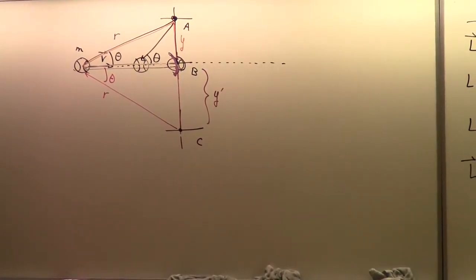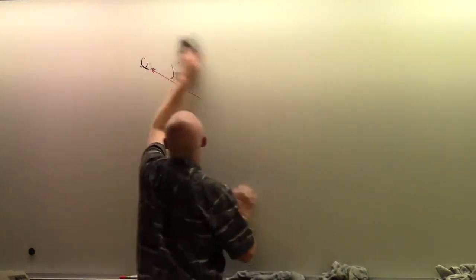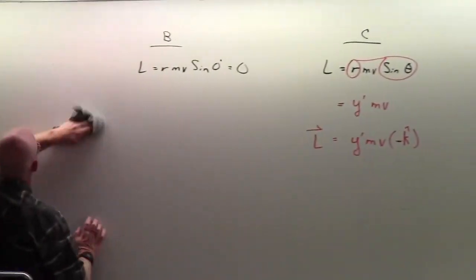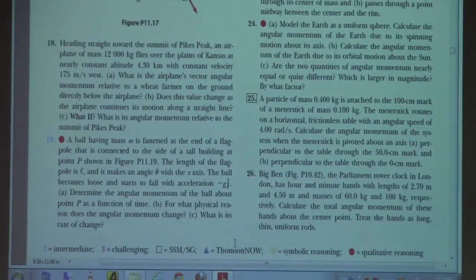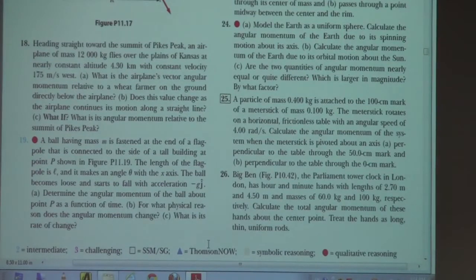But this one, we don't have anything going in a straight line. That's, like I said, the next one coming up. But let's read this one here. This is just kind of your basic angular momentum. And it says the following. It says, a particle of mass 0.4 kilograms is attached to the 100 centimeter mark on a meter stick that is 0.1 kilograms.